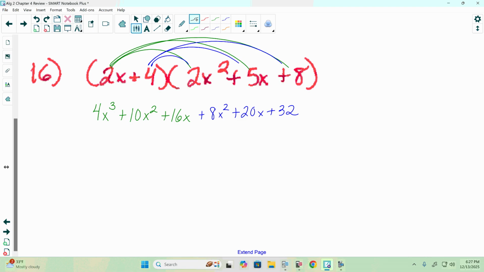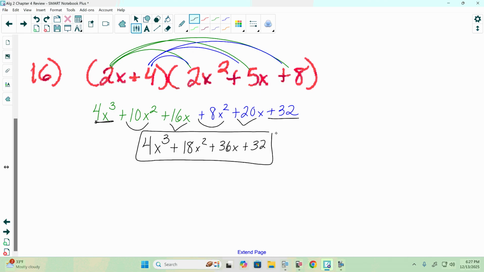And lastly, we need to combine like terms. Now 4x cubed is the only term with x cubed. Then we move on to x squared. 10x squared plus 8x squared. 10 plus 8 is going to be plus 18x squared. 16x plus 20x, 16 plus 20 is 36x. And lastly, our positive 32 is the only number without a variable, so it just gets added to the end, giving us 4x cubed plus 18x squared plus 36x plus 32.